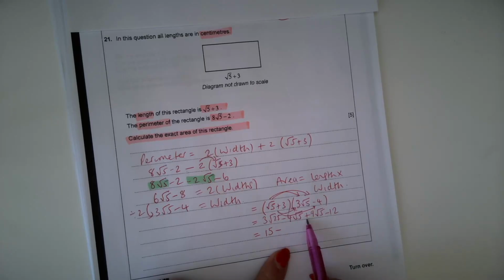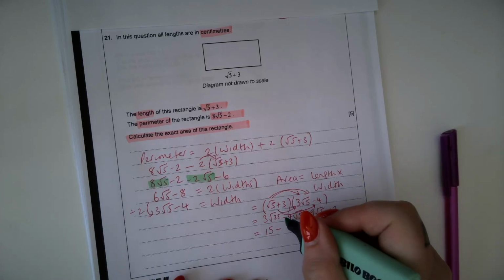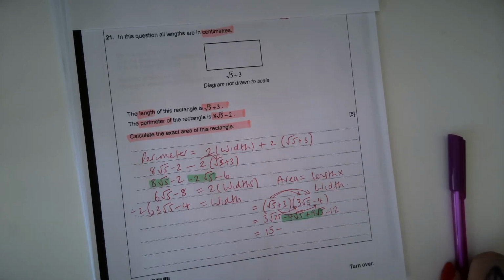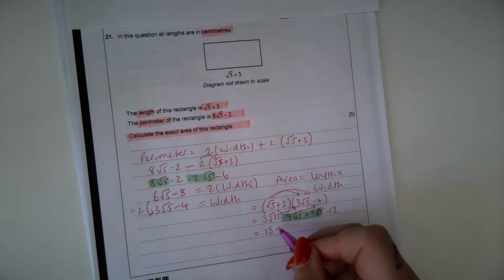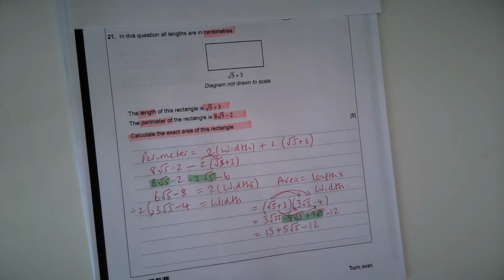Negative 4 root 5 plus 9 root 5. So we're collecting like terms again here, guys. Negative 4 root 5 plus 9 root 5. So negative 4 of them, we're adding 9. So we're going to get plus 5 root 5 here. And then we've got that negative 12 on the end.